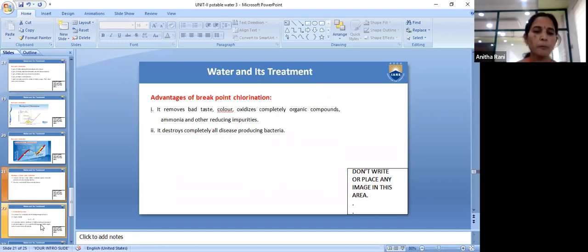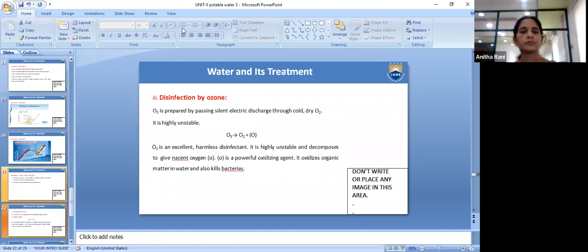So the next one is disinfection by ozone. But this is a costly process, an expensive method. Municipality people won't follow this; in Hyderabad also, the municipality people won't follow this method. Disinfection by ozone is expensive.